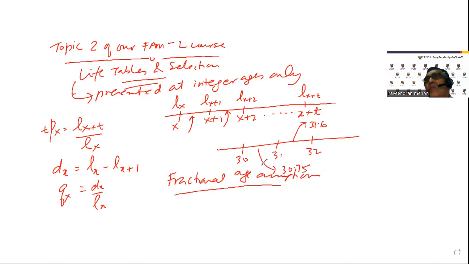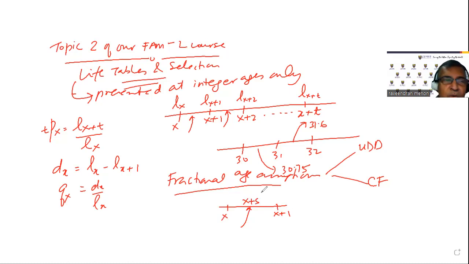There will be two assumptions that we'll be working with. One is UDD, the uniform distribution of deaths, and you'll have your constant force assumption. Again, I repeat, when you talk about fractional age assumptions, we are talking about ages between integers, between x and x plus 1. So we'll be looking at x plus s. Not too bad, right?